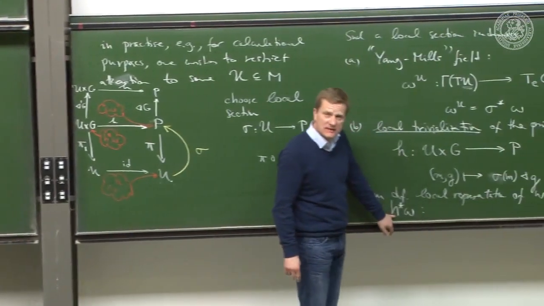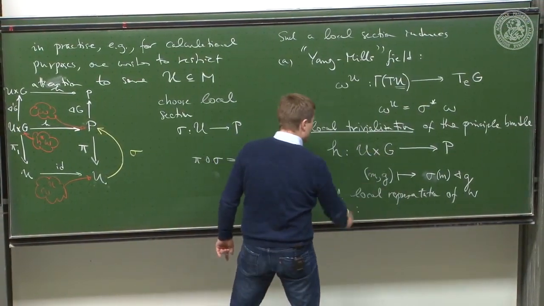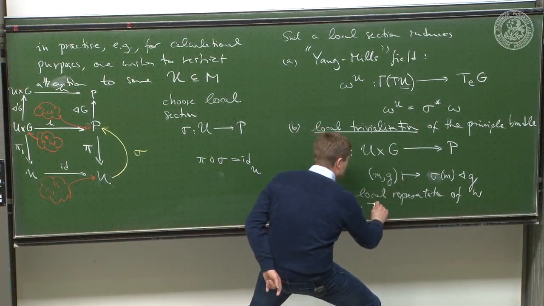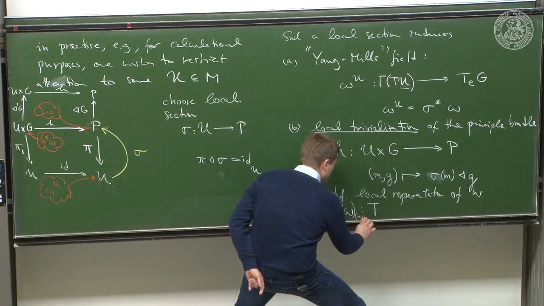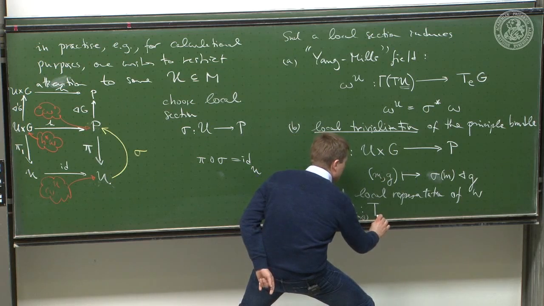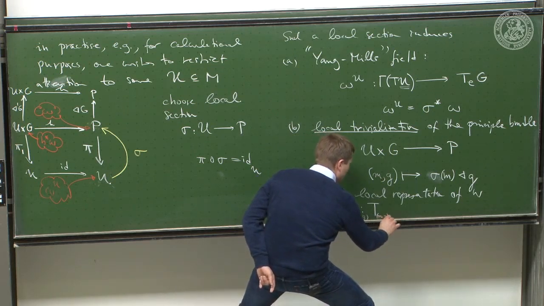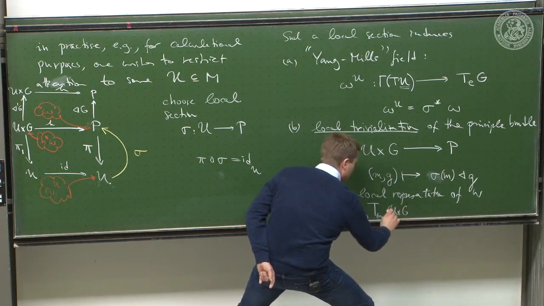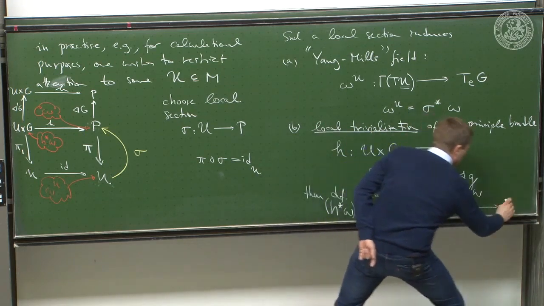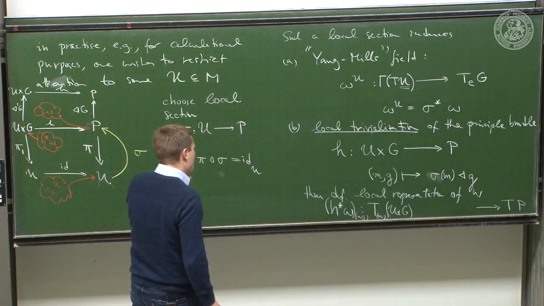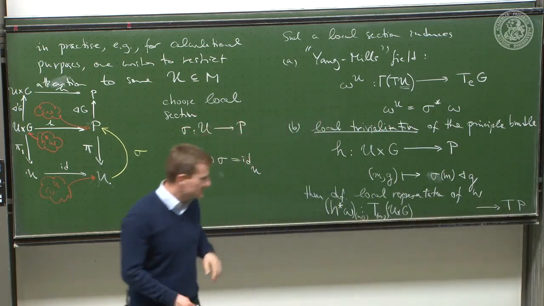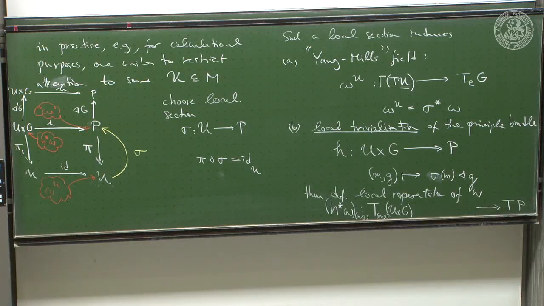I should emphasize here, the h star of omega, if h goes from here to here, then the h star of omega, at the point (m, g), goes from the tangent space of U cross G at the point (m, g) to the tangent space of P. I'm sorry, it's the pullback, no, it's the pullback. I wrote down some push forward, I'm sorry.